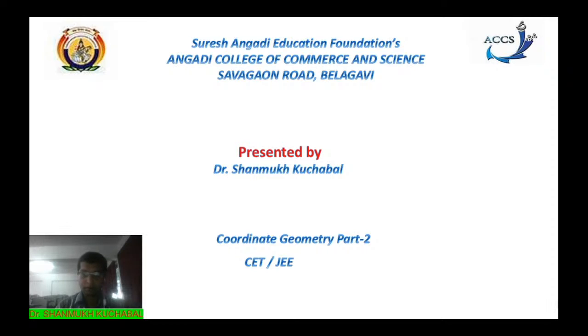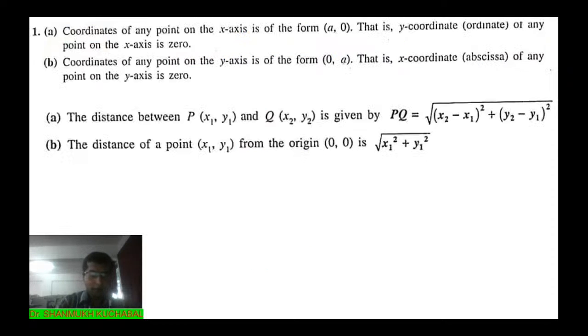Trigonometry part 2. Before we begin, some notes here. The first point: coordinates of any point on the x-axis are of the form (a, 0), that is, the y coordinate of any point on the x-axis is 0. Similarly, coordinates of any point on the y-axis are of the form (0, a), that is, the x coordinate of any point on the y-axis is 0.